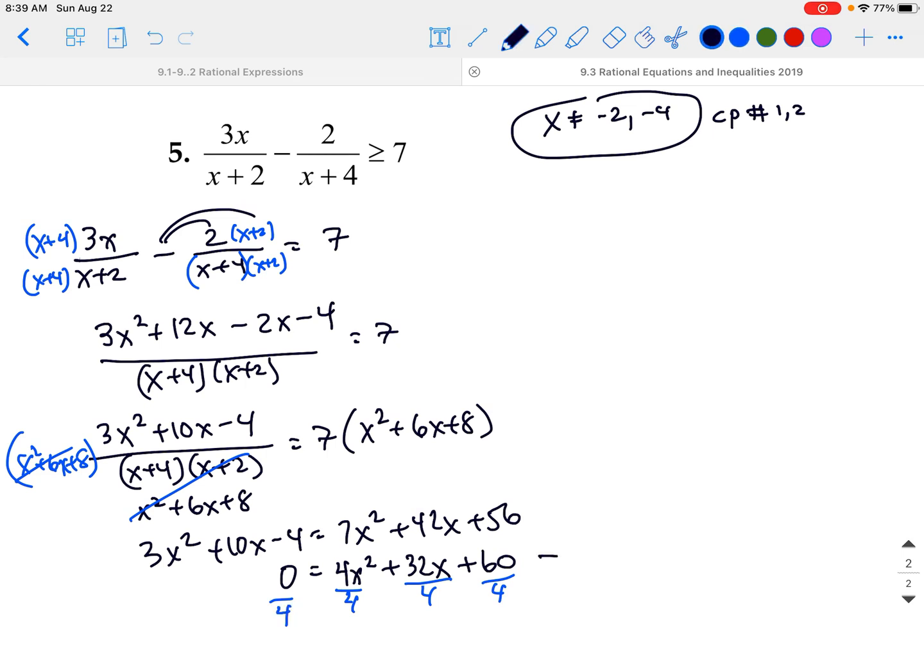So we'll end up with x squared plus 8x plus, 60 is going to be 15. So we have x plus 3 and x plus 5. Yeah. So x is equal to -3 and -5.